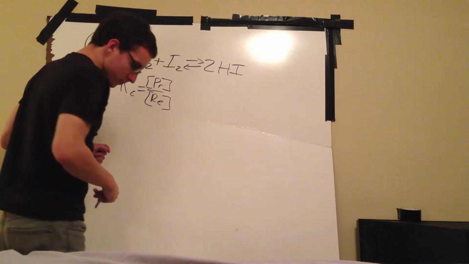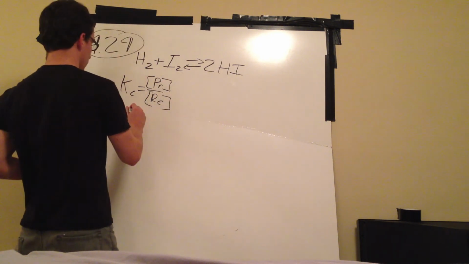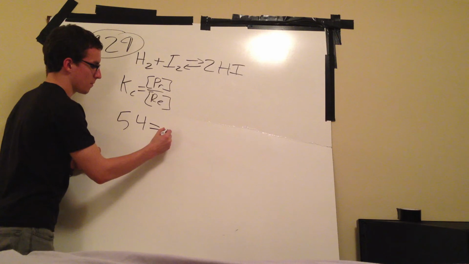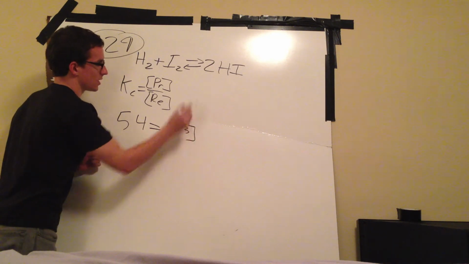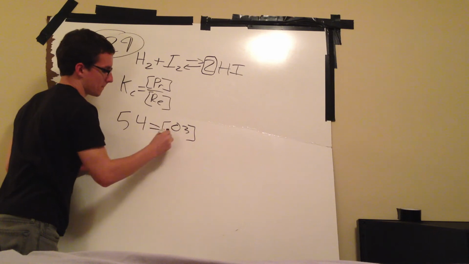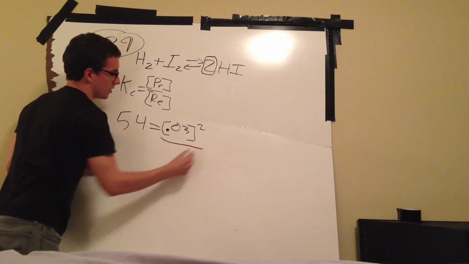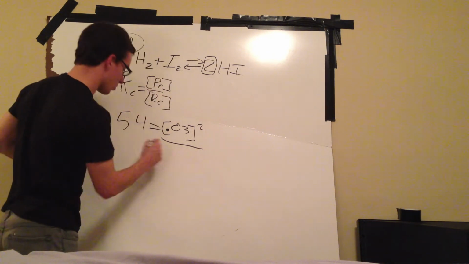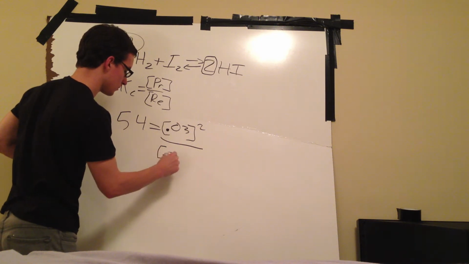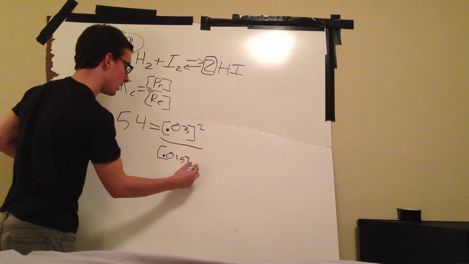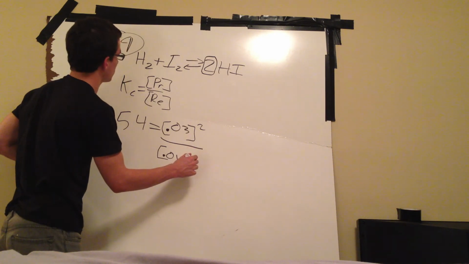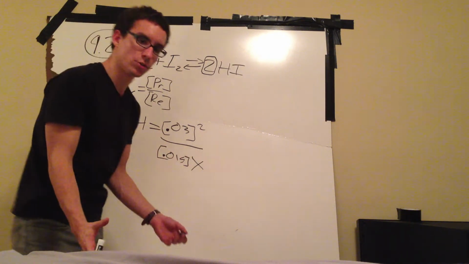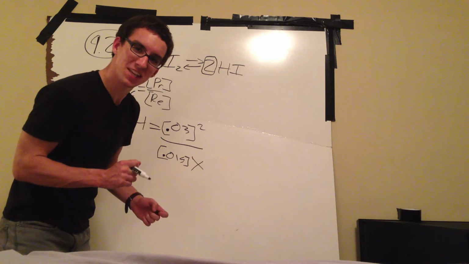So let's plug in what we have. It says that the Kc is 54, so 54 equals 0.03, and it's squared because that big 2 right there makes it squared. If that was a 3, it'd be cubed, etc. It tells us that I2 is 0.015. We're just plugging in for the Kc here. And then we don't know what the H2 is, so let's call H2 X. Back in 10th grade high school, you had to solve for X and it sucked. This is just like that.